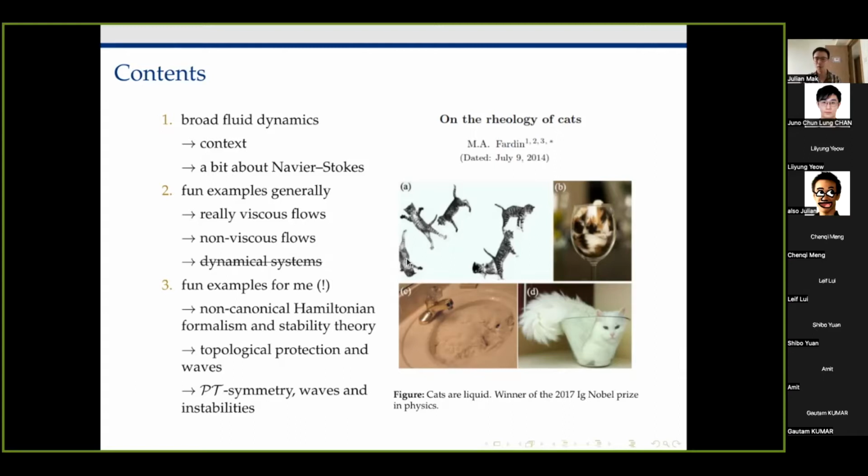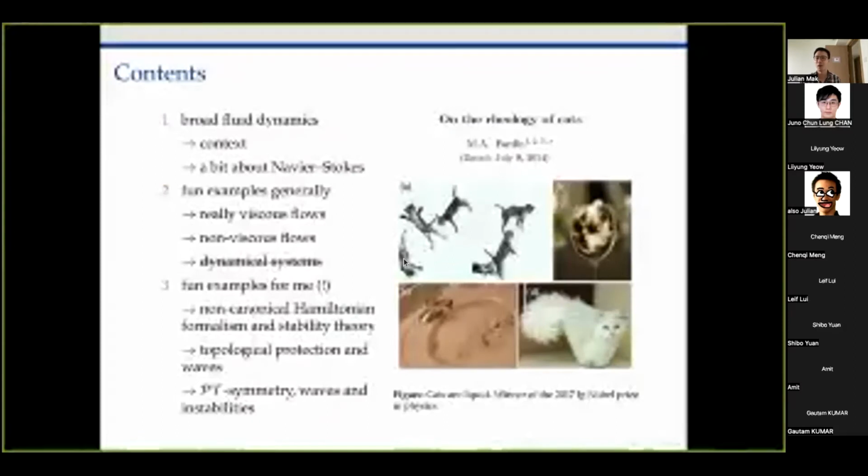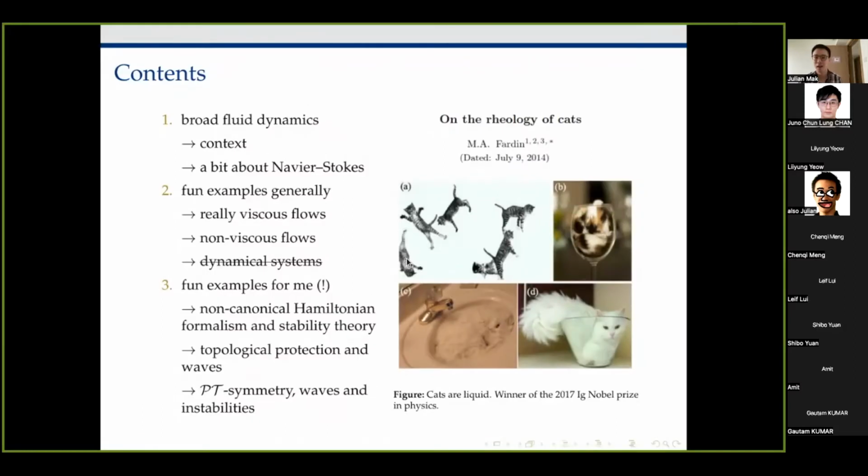Throughout most of the talks, I'm going to be trying to highlight the role of symmetries and conservation laws in describing these systems. The upshot here is that at some point I'm going to start using Noether's theorem. That will be explicit when I get to the non-canonical Hamiltonian stuff.